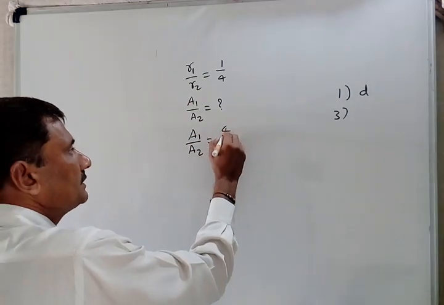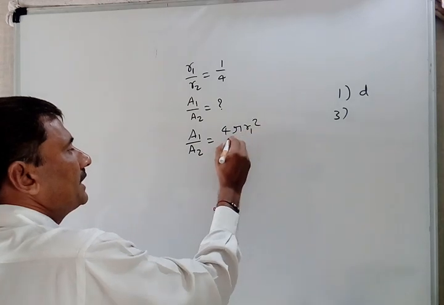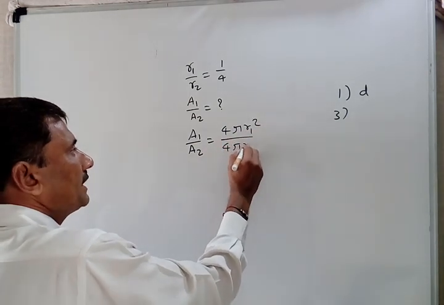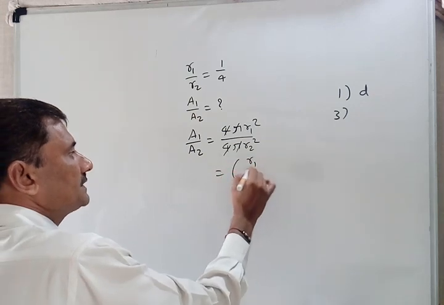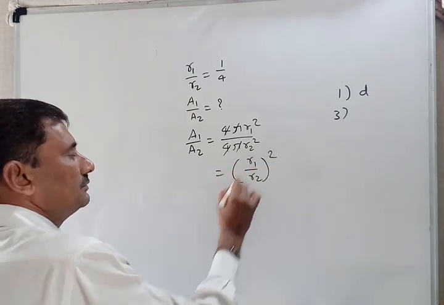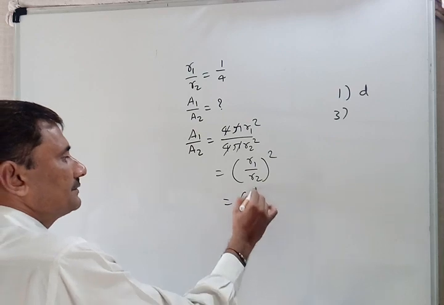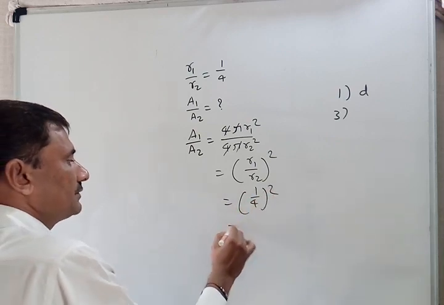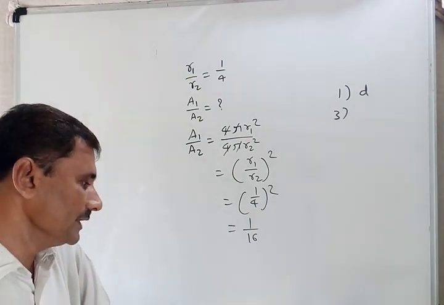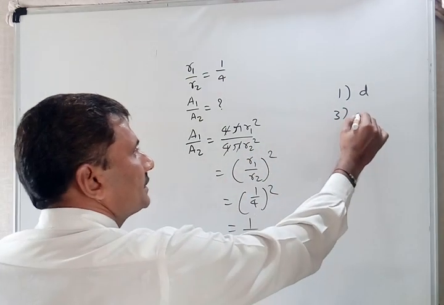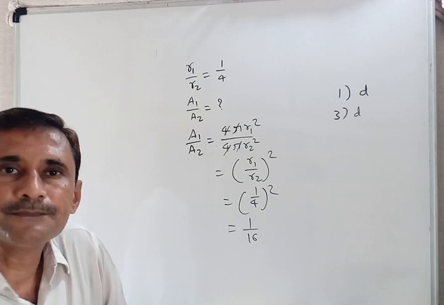Just write the formula: 4 pi r1 square over 4 pi r2 square. 4 pi cancels, leaving r1 to r2 whole square. So it is 1/4 whole square, which becomes 1/16. So the answer will be 1:16. So in the third one, D is the answer.